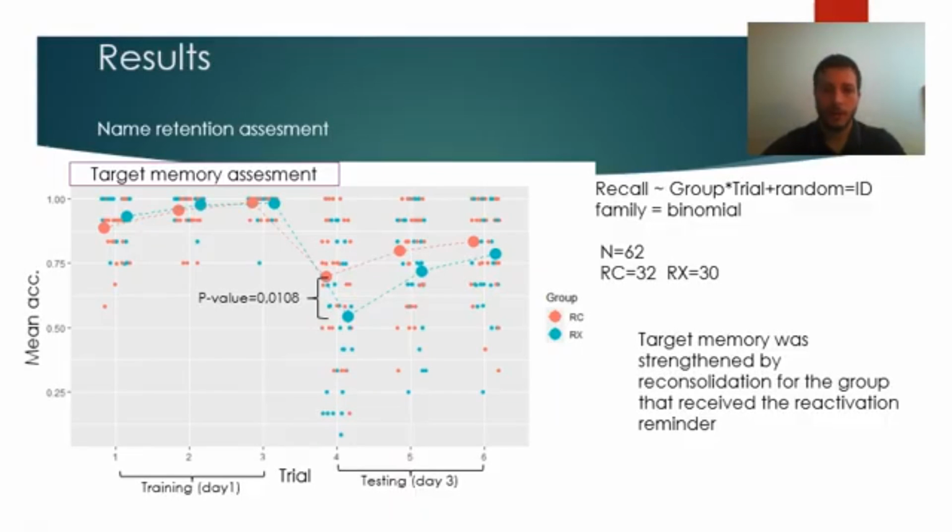First we analyze the target memory strengthening, and we see here that on the fourth trial, that is the first testing trial, the RC group presented a significant enhancement compared to the RX group. Therefore, target memory was strengthened by reconsolidation for the group that received the memory reactivation reminder.